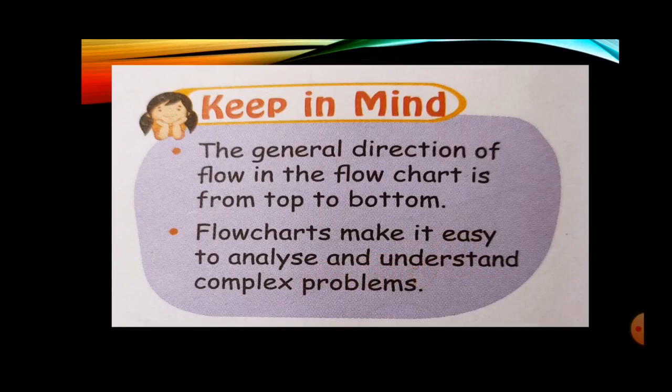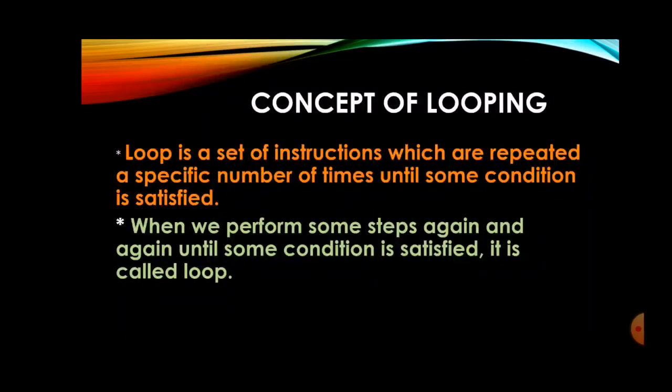Okay, now students, we will understand the concept of looping. First of all, you should understand the definition of looping. A loop is a set of instructions which are repeated a specific number of times until some condition is satisfied. Or we can say, when we perform some steps again and again until some condition is satisfied, it is called a loop.